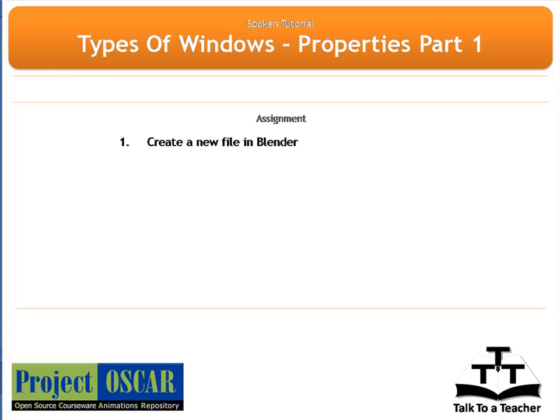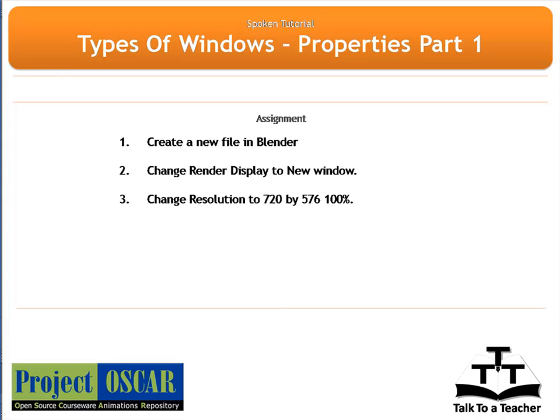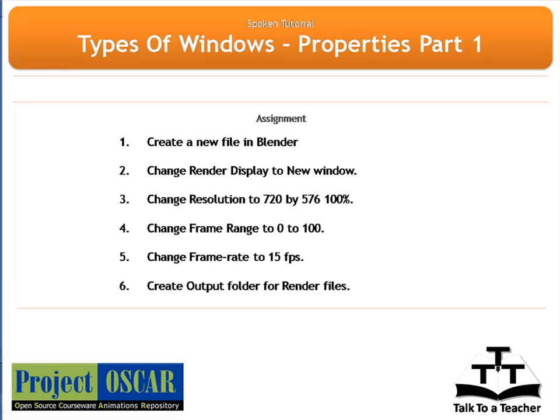Now, go ahead and create a new blend file. Change the render display to New Window. Change resolution to 720 by 576 100%. Change frame range to 0 to 100. Change frame rate to 15 FPS. Create an output folder for the render files.